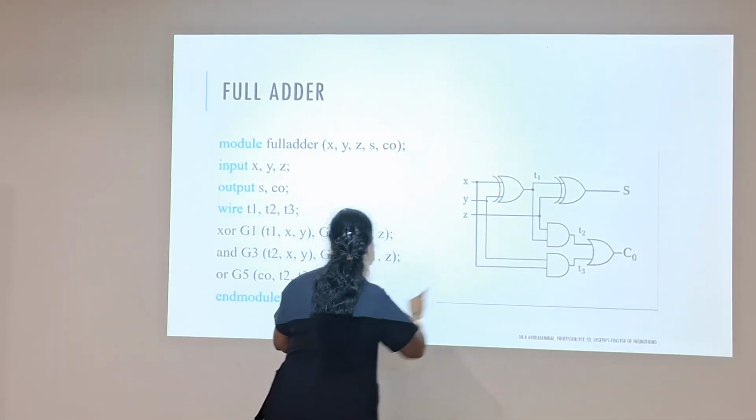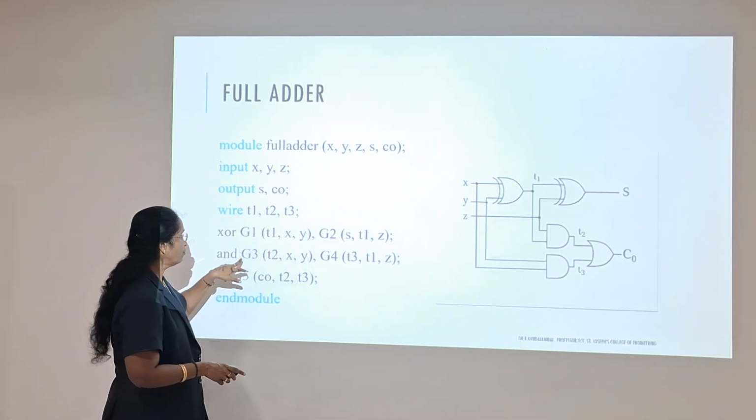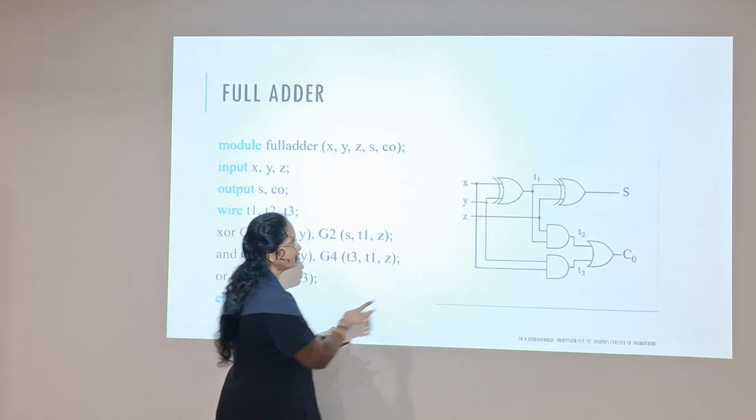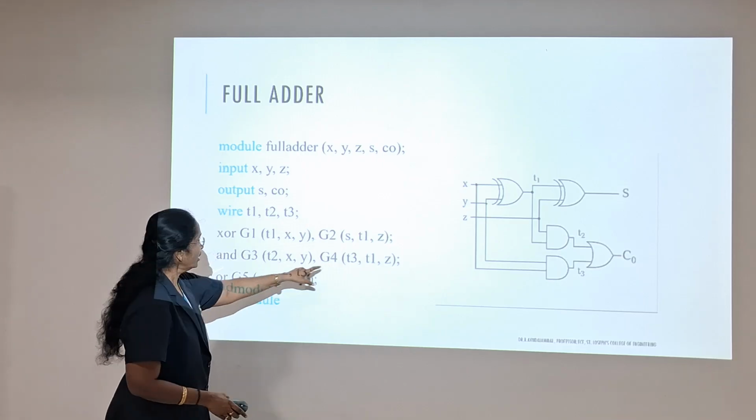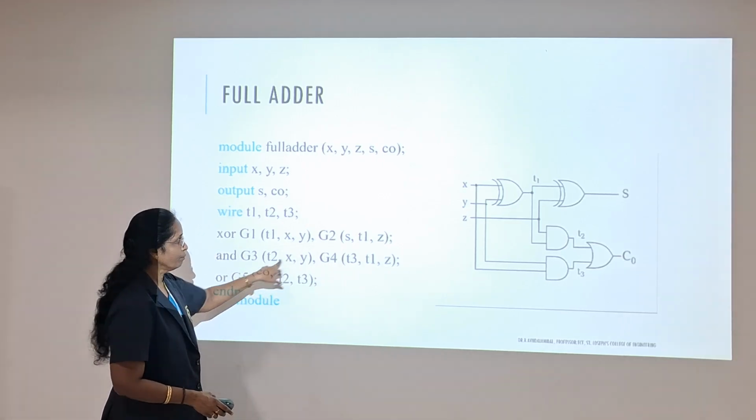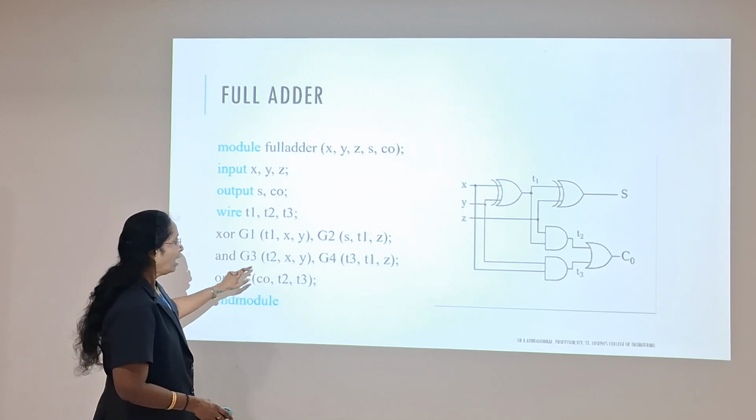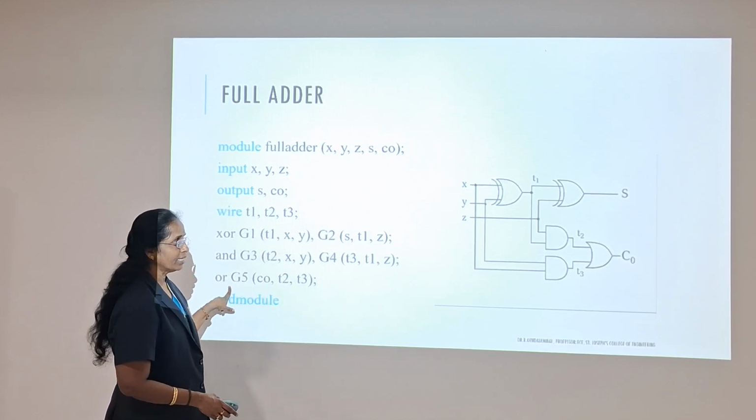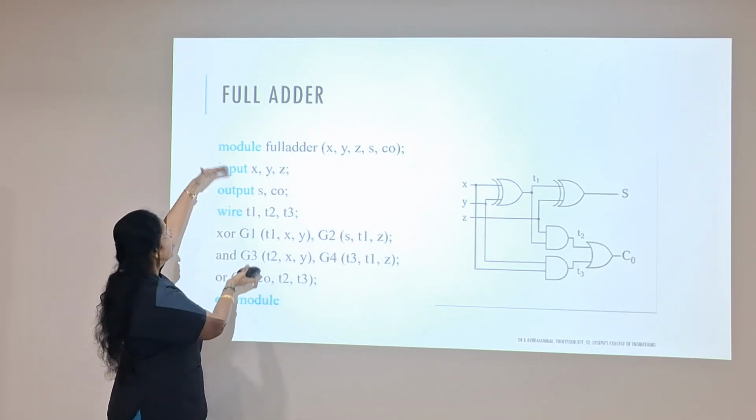Therefore, let me name this an AND gate, and already I have named this G1 and G2. Therefore, G3 and G4 I have used. And what are the inputs for the gate G3? T1 and Z. T1 and Z are going to give this T3, and this is going to generate my T2. After that, these temporary variables are added together to generate my final output, that is my carry. So these are all encapsulated within this module.